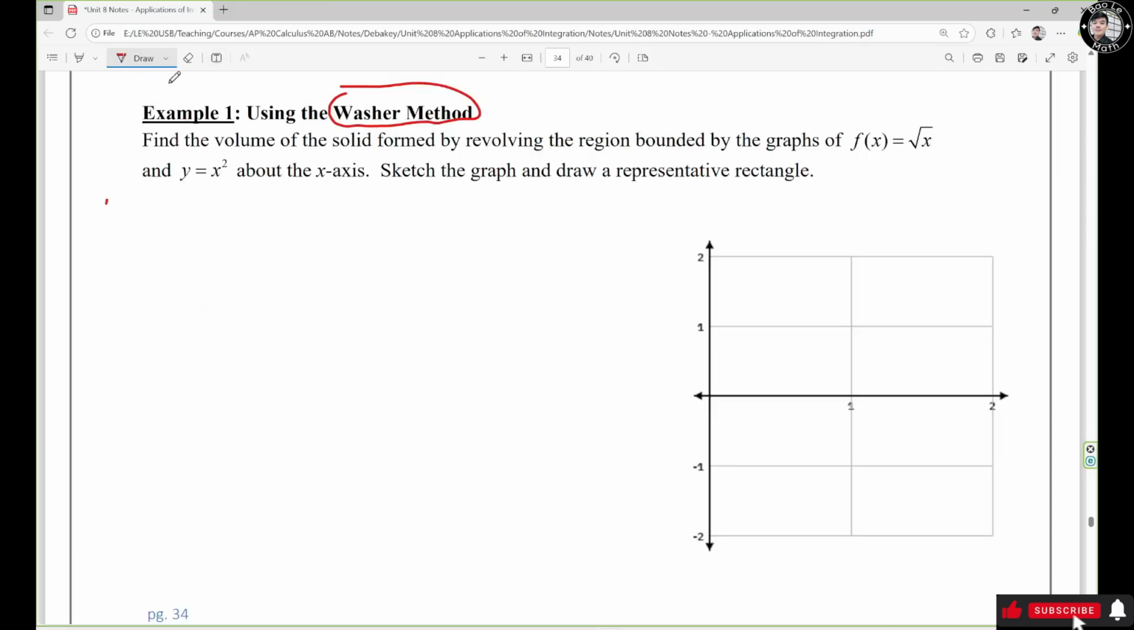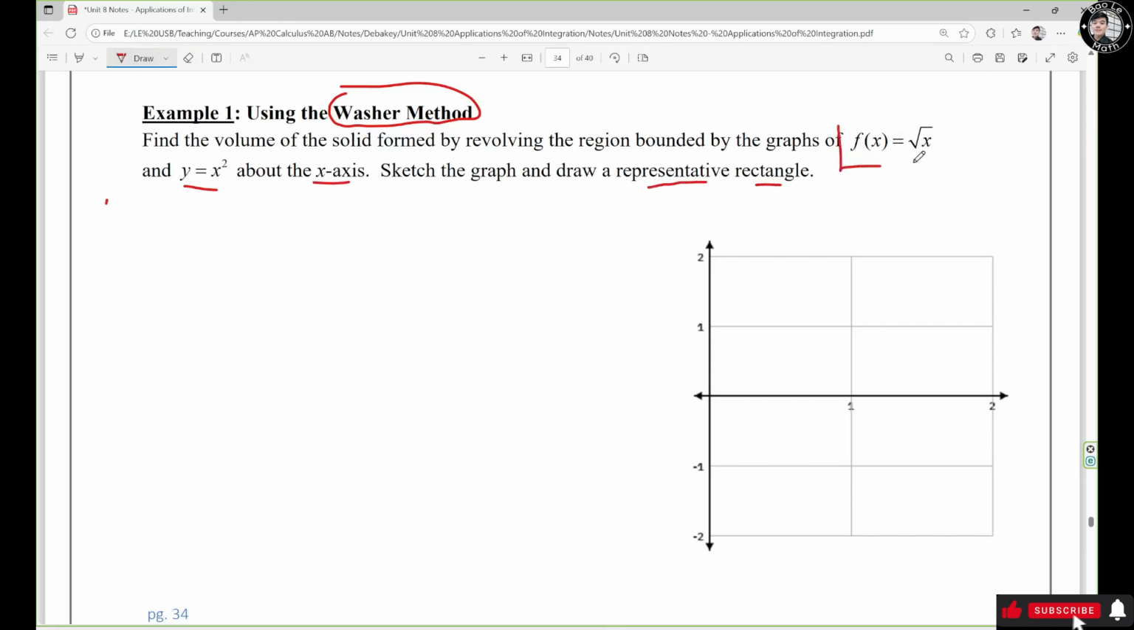Now let's move on to example number 1. Using the washer method, find the volume of the solid formed by revolving the region bounded by the graphs f of x equals square root of x and y equals x squared about the x-axis. Sketch the graph and draw a representative rectangle.